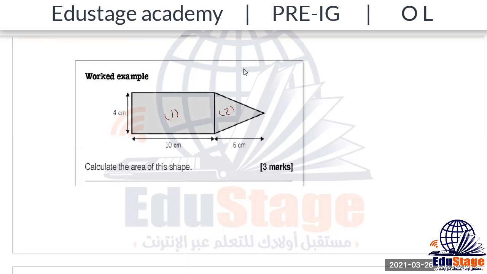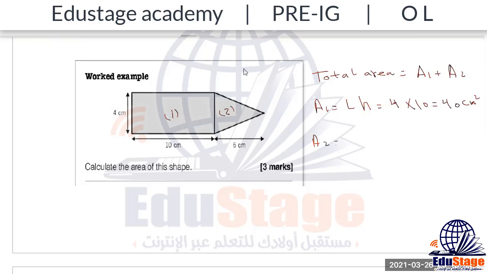And let's do it together. We said that the total area equals A1 plus A2, meaning the area of the rectangle plus the area of the triangle. Basically, the area of the rectangle, area 1, equals length times height, which means 4 times 10 equals 40 square centimeters.